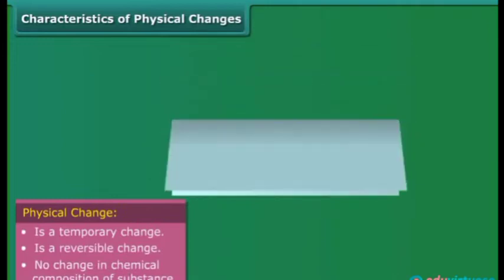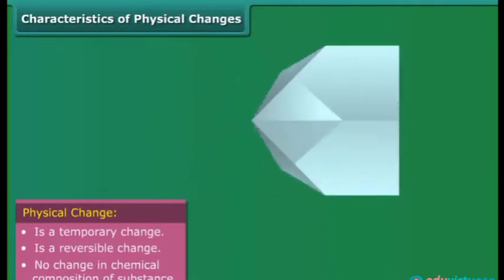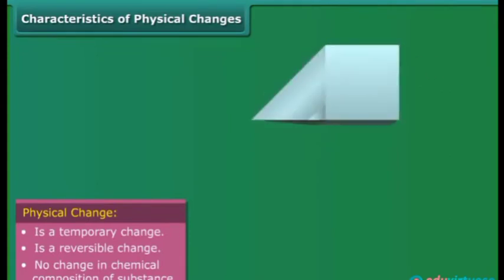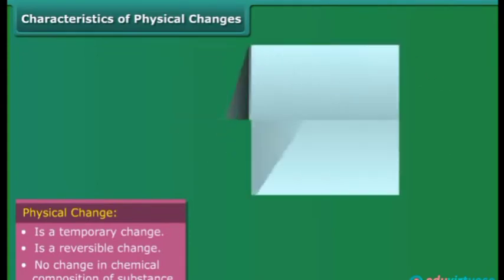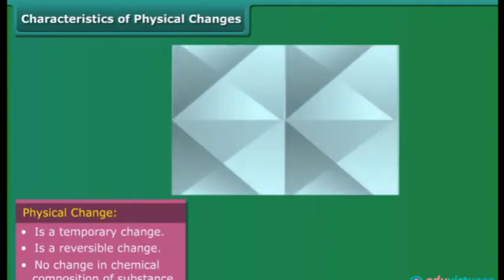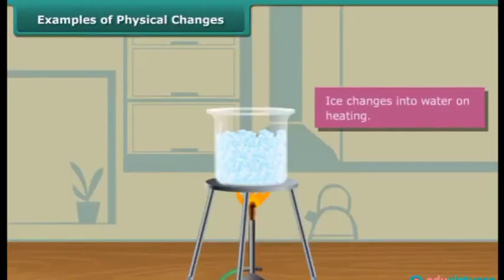Fold a paper to make an aeroplane. It changes in its size, but when we unfold the paper, it regains its original size. So this is the reversible change. There is no change in chemical composition of paper in the reversible change.